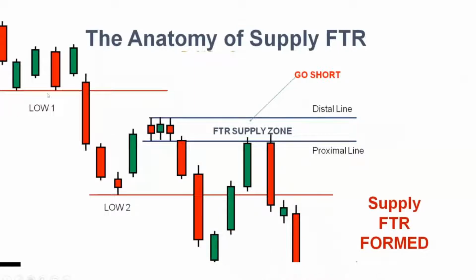Now let us see this. There is a low 1, it gets broken by this candle. Now low 2, again before breaking this low 2, it forms a zone, and whenever price again comes to this zone, you see the selling again starts.